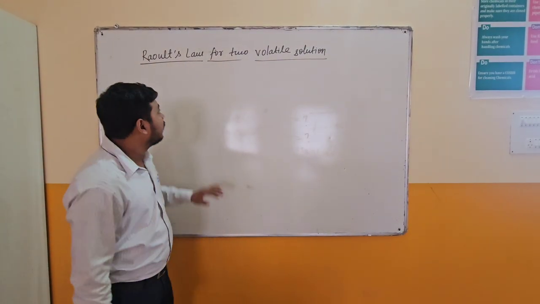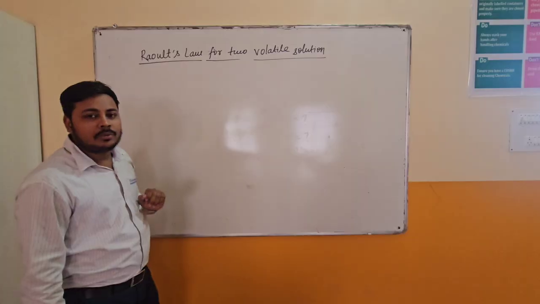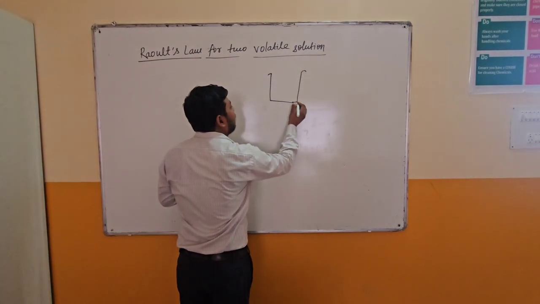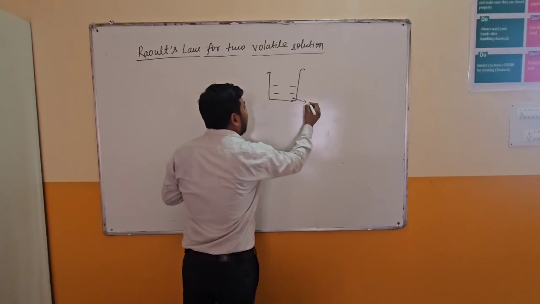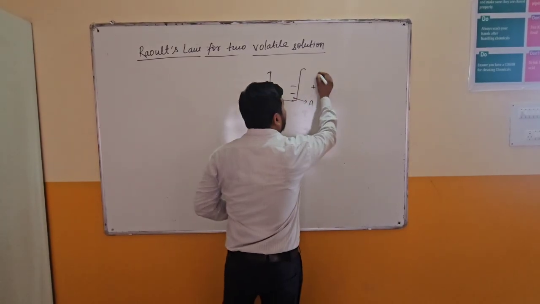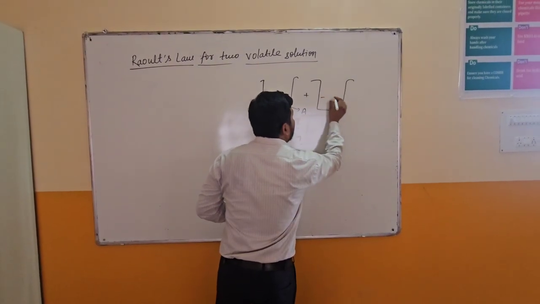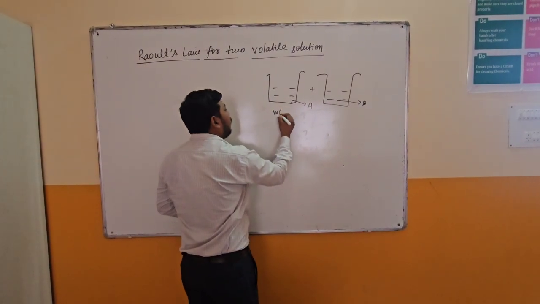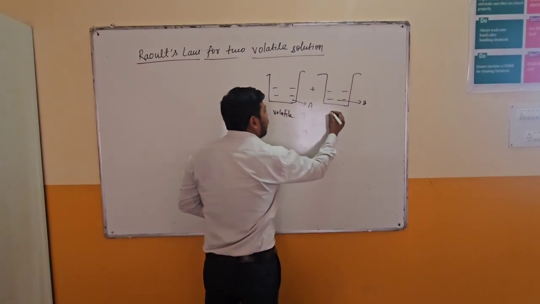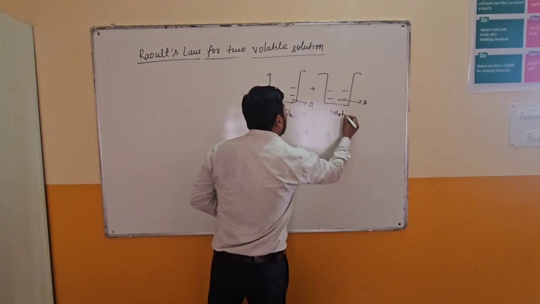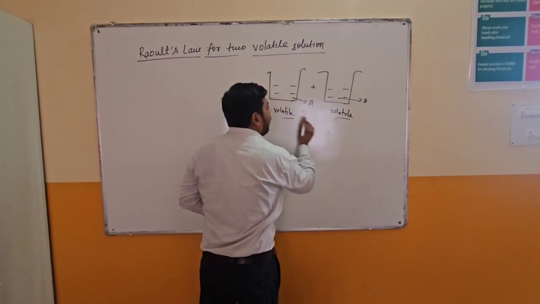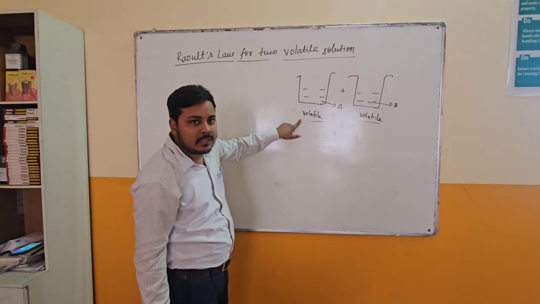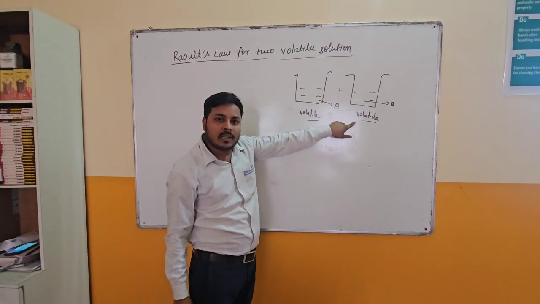Let us discuss this topic. Suppose we take two solutions, solution A and solution B. Solution A is volatile in nature and solution B is also volatile in nature, which means both solutions form their vapor pressure.